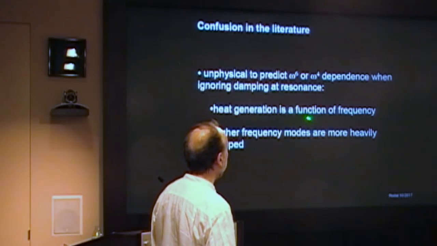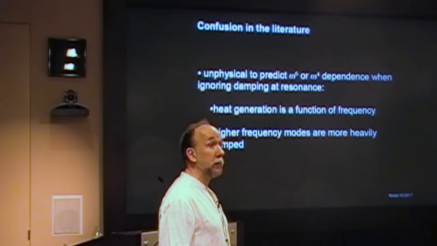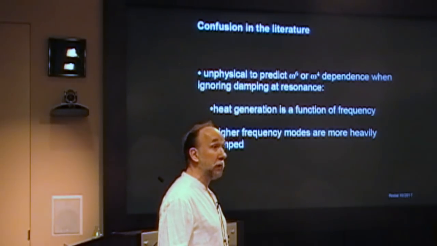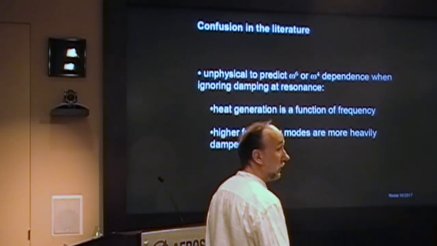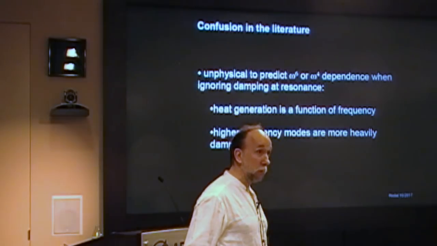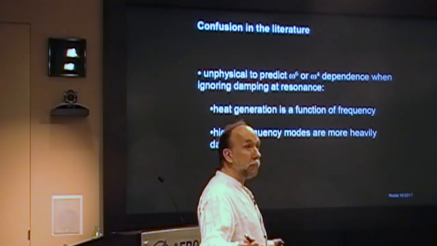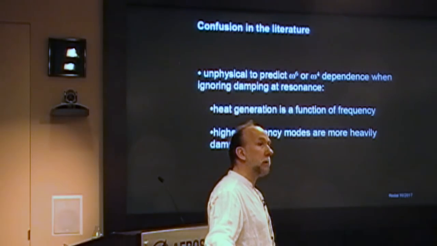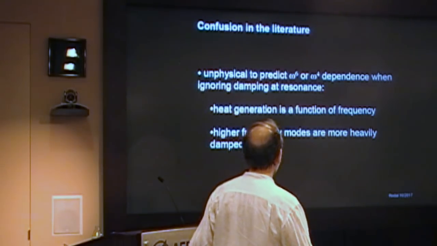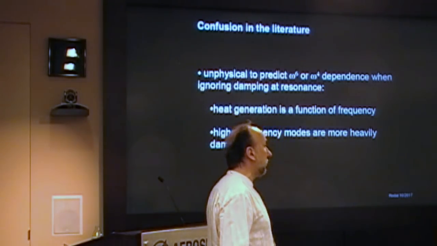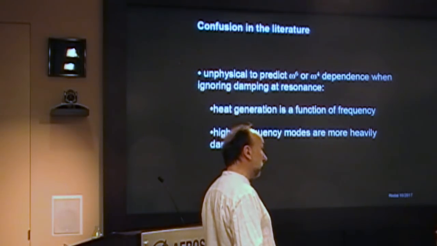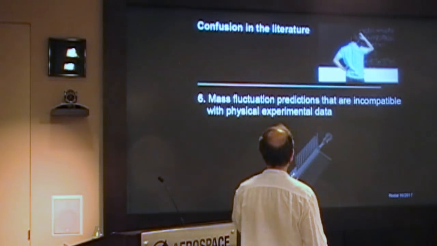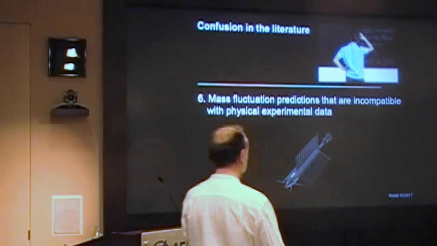There is heat generation, which is a function of frequency. The greater the frequency, the more heat generation you're going to have. And as you very well showed in your analysis yesterday, if you take into account the structural damping, the higher modes are going to be more heavily damped. Therefore, how can you be predicting omega 6 or anything like that when you're not taking into account damping? Doesn't make sense.